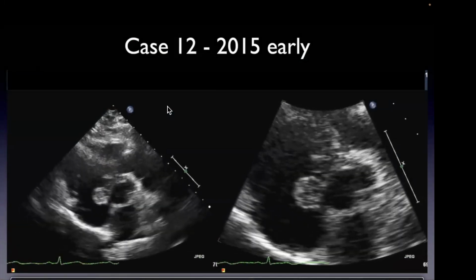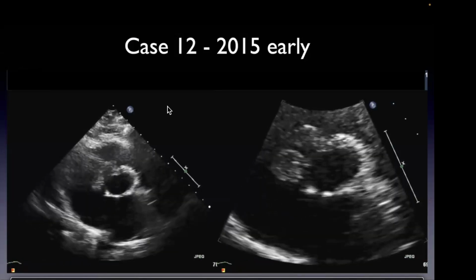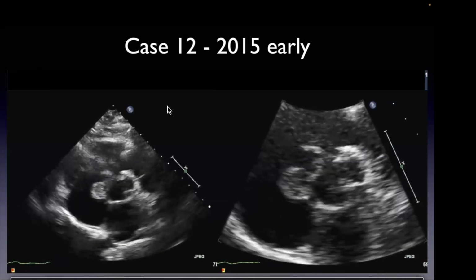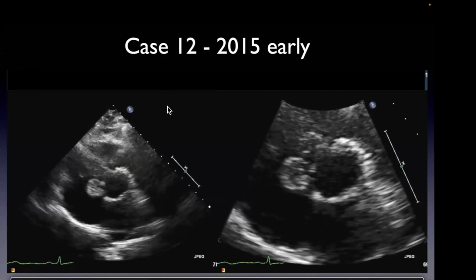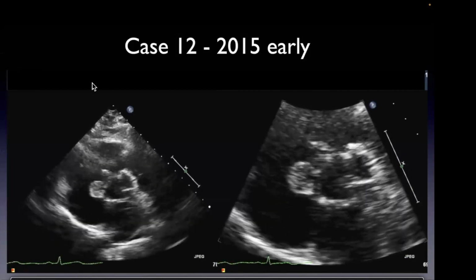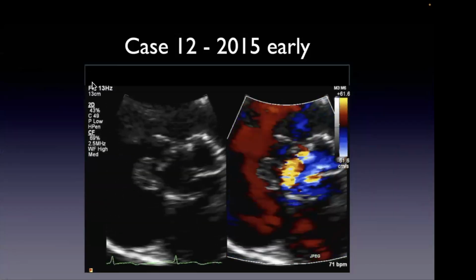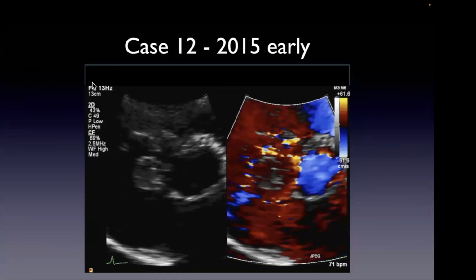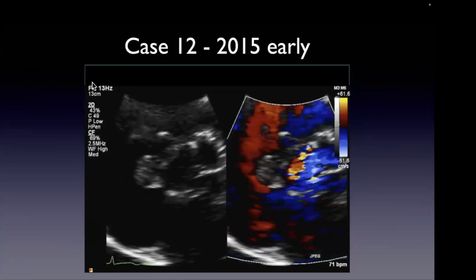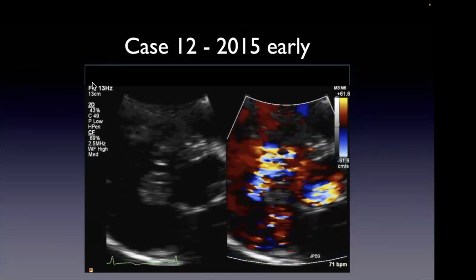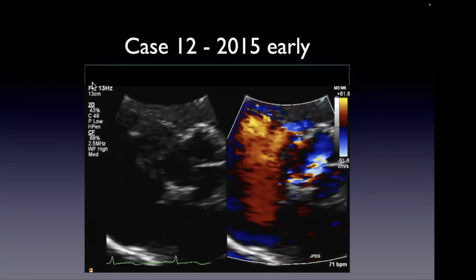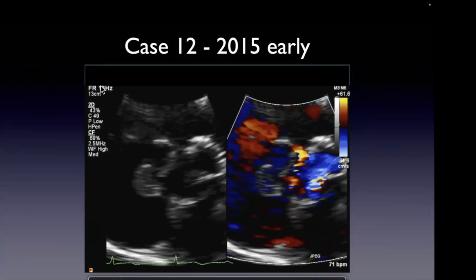The other differential would be something else filling it, such as infection, vegetation. And flow? Any flow through it? No, it looks pretty similar. You have the competing tricuspid regurgitation.